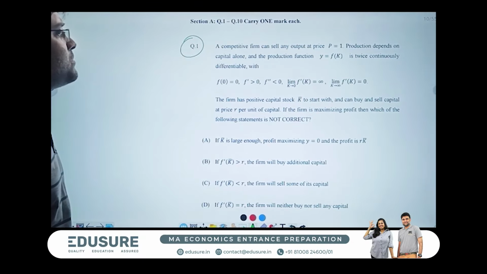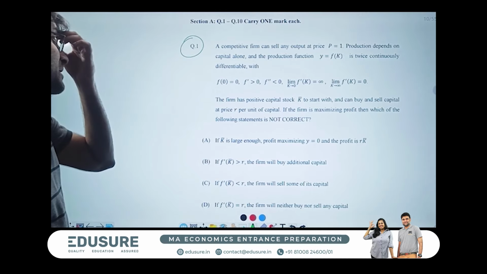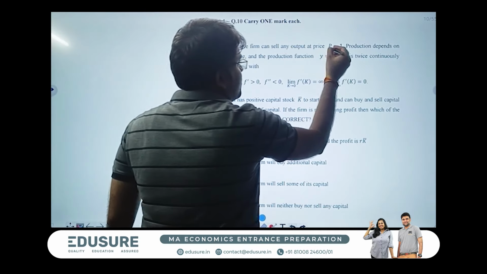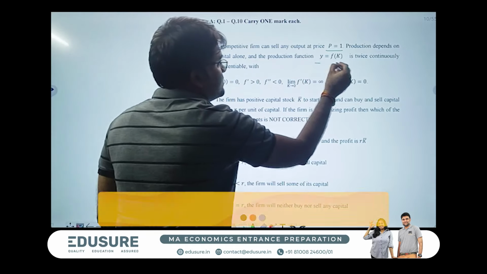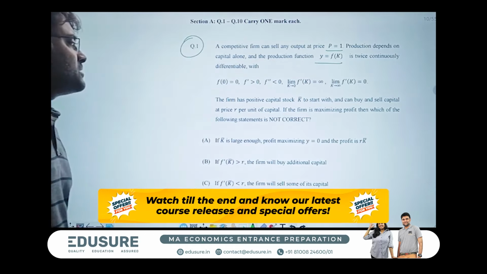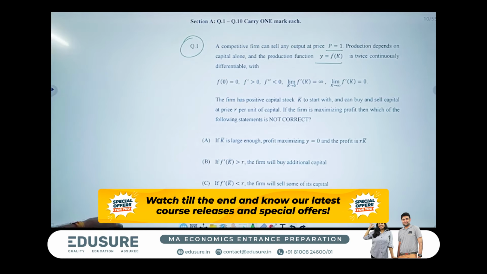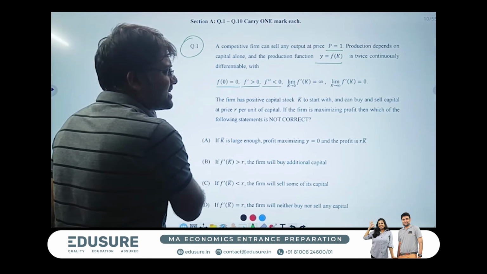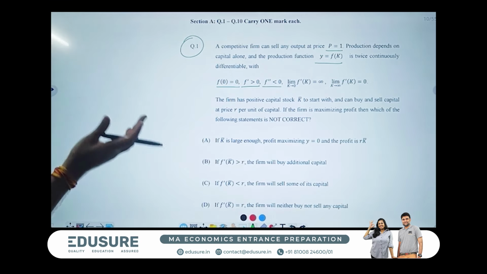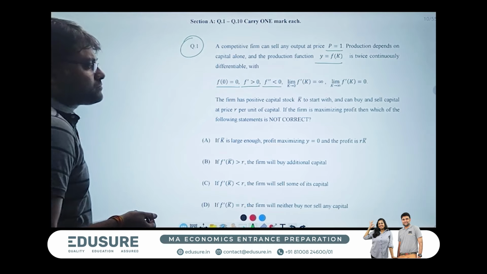2023, question number 1. A competitive firm can sell any output at price P equal to 1. The production depends on capital alone and the production function is twice continuously differentiable, and basically this is what it is saying. F of 0 is 0, F dash is positive, F double dash is negative. So it's a concave production function.